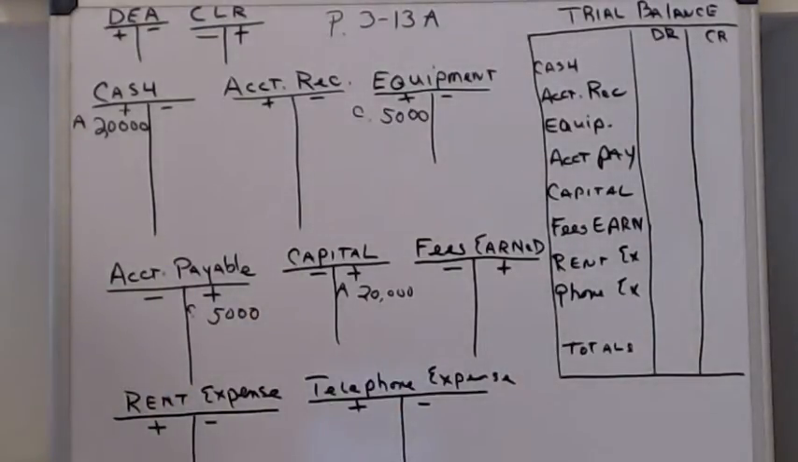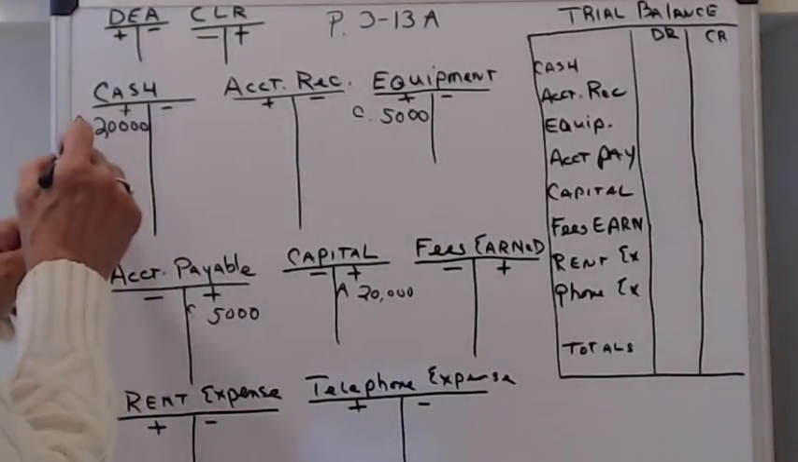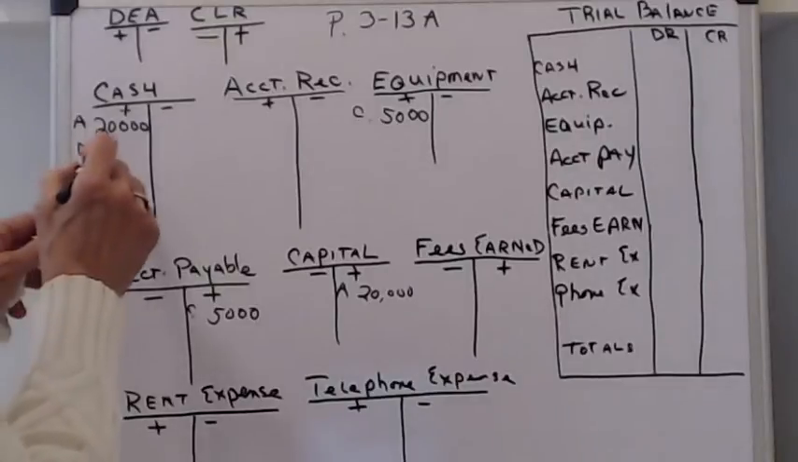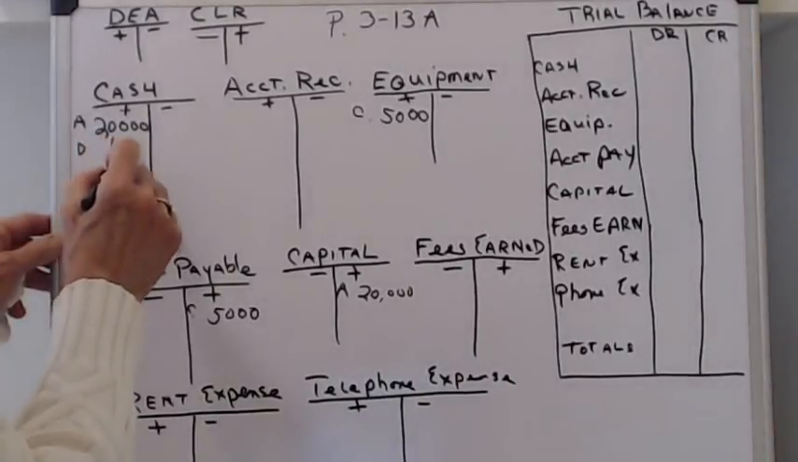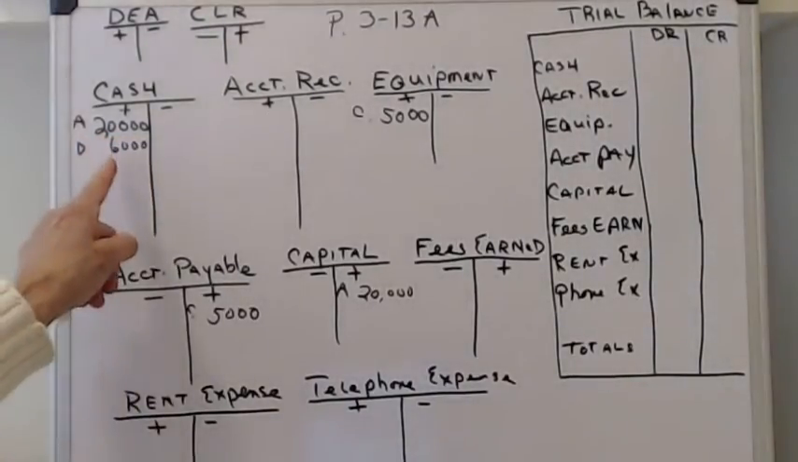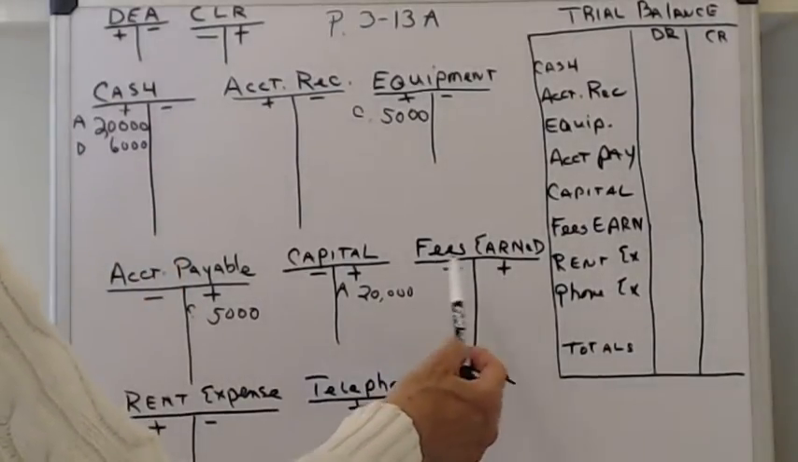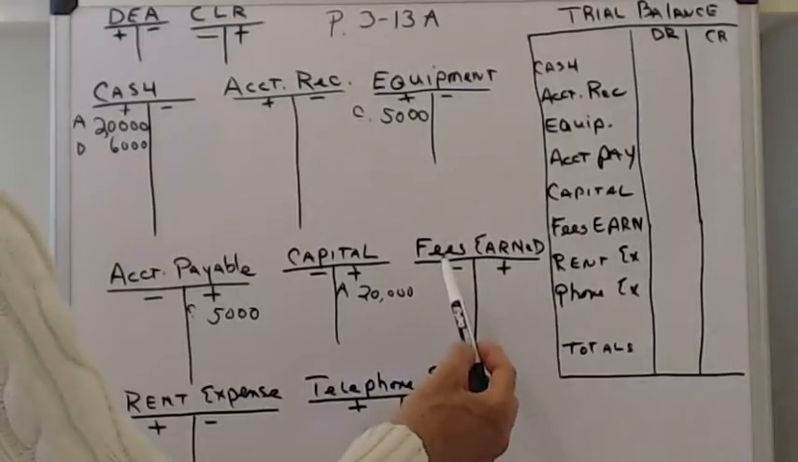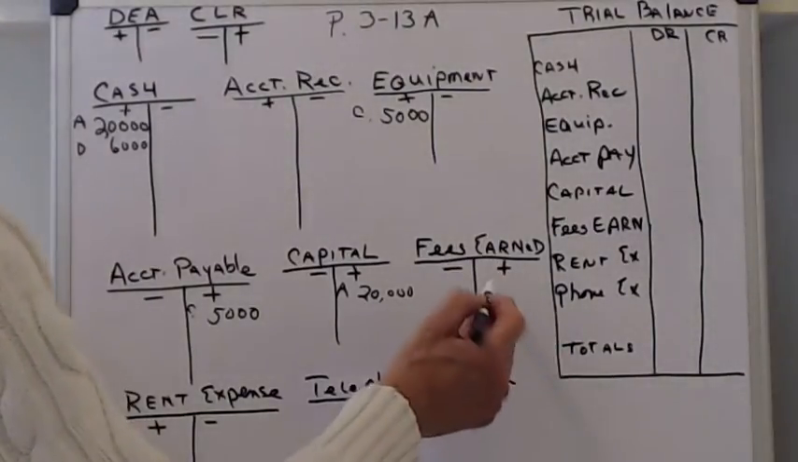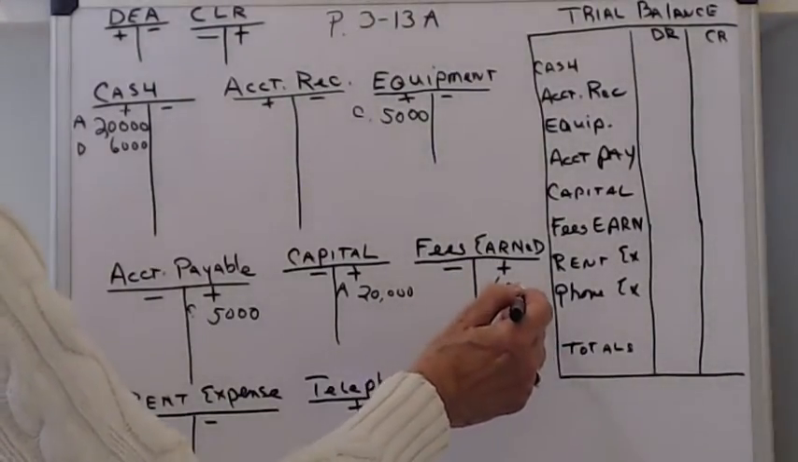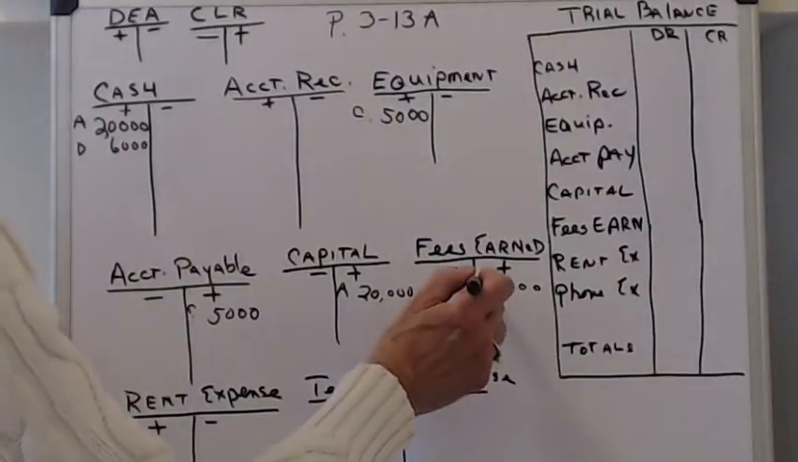The letter D: he received cash for services that he performed. He did some landscape design work, and he received $6,000 in cash. I want to go to cash, the letter D, and I'm adding $6,000 to cash. Why am I adding it to cash? Where did he get it from? He earned it. So I'm going over to revenue, which is fees earned, and I am adding $6,000 to his revenue account.